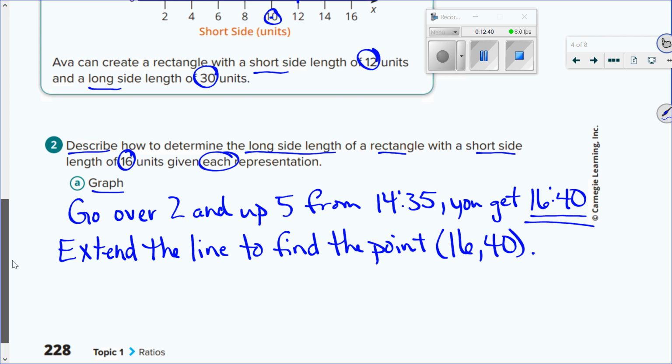So two options. Figure out what the pattern was, go over 2 up 5, or extend the line and just figure out where it's crossing at that point. Okay? So that's your big advantage.